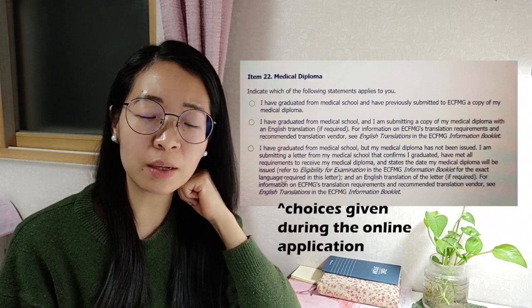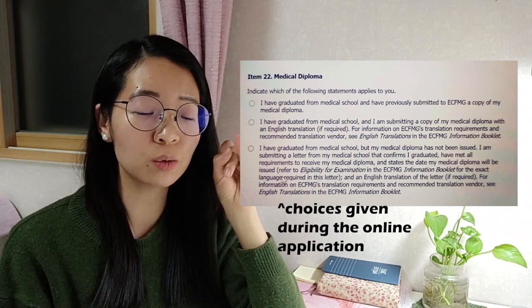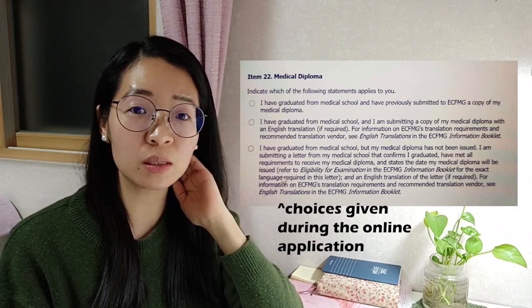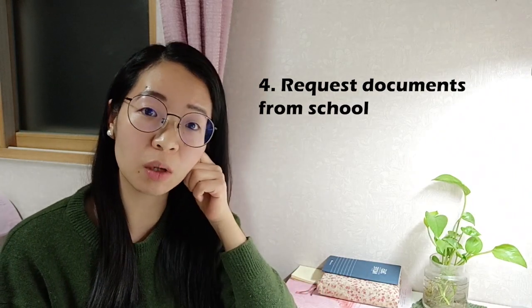Once you're done with the application, you have to make sure that your medical school sends ECFMG your medical diploma. Usually schools have a Latin diploma and an English translated diploma, so you have to request from your school for these documents to be sent to ECFMG, and once ECFMG confirms the receipt of your diploma, that's when you can schedule a test date for Step 1. So basically Step 4 is to request documents from your school, just to make sure that you have all the documents you need.